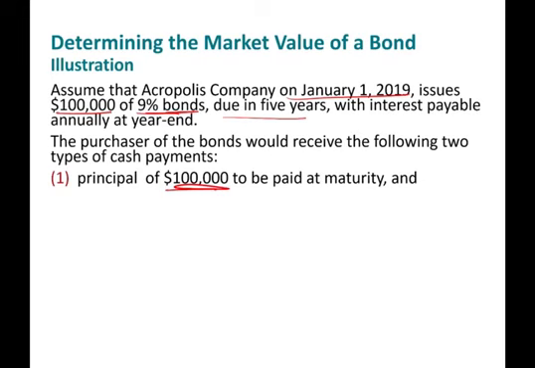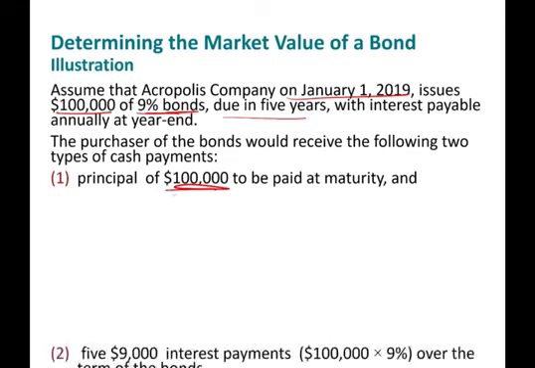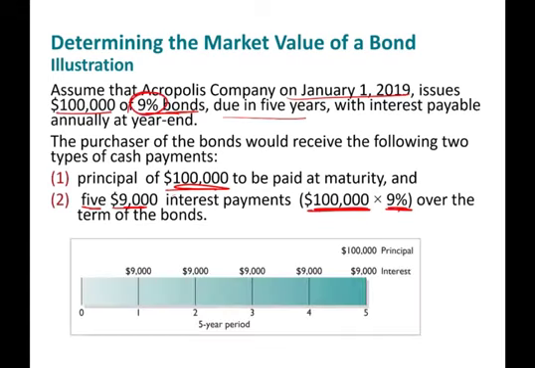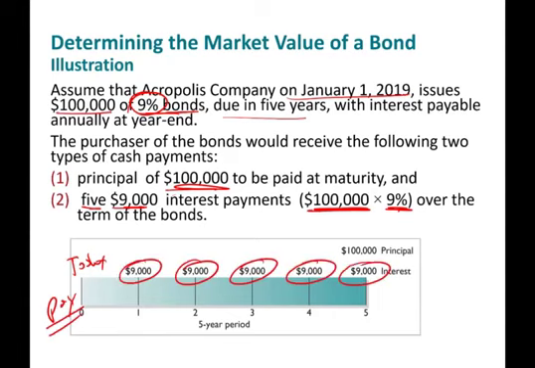So in year 2024, you would receive back your 100,000, plus you're going to be receiving 5 $9,000 payments. Why 9,000? The face value times the rate. The rate is 9%. We're assuming this bond pays interest annually for simplicity. So simply put, you pay something today, and you would receive 9,000, 9,000, 9,000, 9,000, 9,000, plus the face value, which is 100,000.